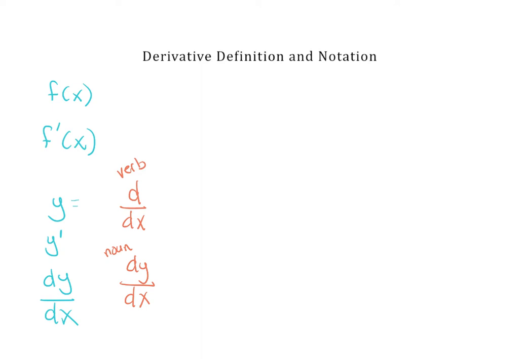So the first one, if I say d over dx of x squared plus 3x, this is telling you to take the derivative, do something, find the derivative. A noun, this would be saying that the derivative is this. So just be careful with your notation this year. Do something is something.